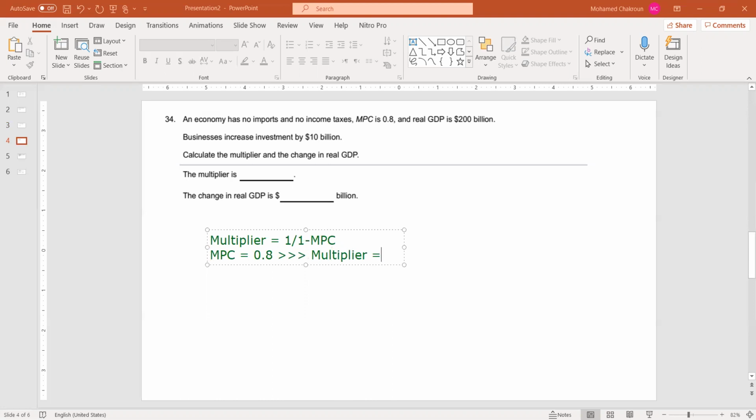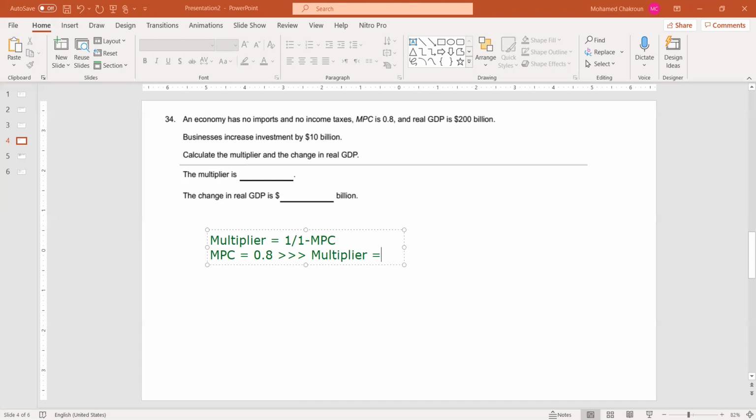of course, here we have no imports. We have no imports and we have no taxation. Otherwise, the multiplier would have been different. The multiplier will be equal to 1 divided by 1 minus MPC plus the marginal propensity to import plus the taxation coefficient. But here we don't have income taxation, we don't have imports, so we have the basic form of the multiplier.